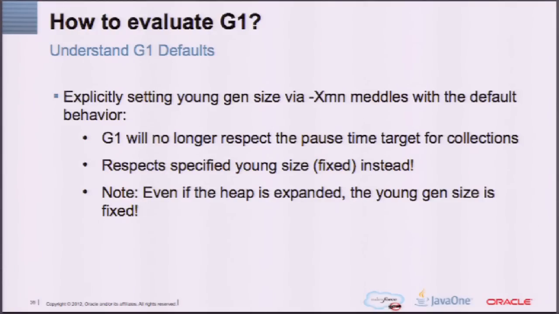Understand the defaults again. What happens when you set -Xmn explicitly on the command line? It meddles with your defaults. Remember, G1 has the pause time target as its main goal, and it's trying to resize the nursery to achieve that goal. And when you set -Xmn, which sets the nursery max and min equal on the command line, G1 will no longer respect the pause time target. It will respect the fixed nursery size that you just set. And when the heap is expanded, guess what? You have explicitly set your nursery to a value, and so that will not change when your heap expands or even shrinks.